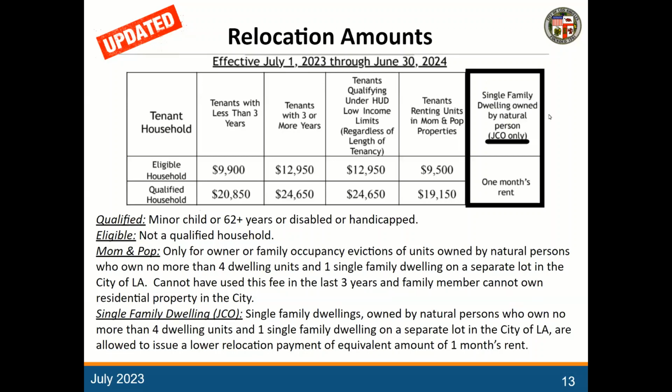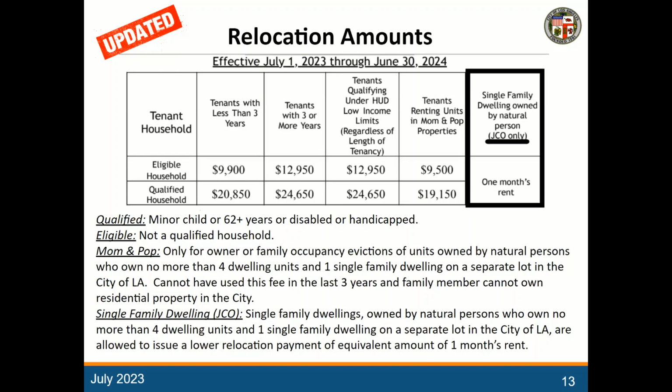Last, and a topic that has raised a lot of questions, it's a new portion of the law, is the single family dwelling relocation amount, which is the equivalent of 1 month's rent that the tenant pays. So if the tenant pays $2,000 a month, then they would only be entitled to $2,000 in relocation. However, it's a very limited rule. It's a very limited situation where that amount would apply.